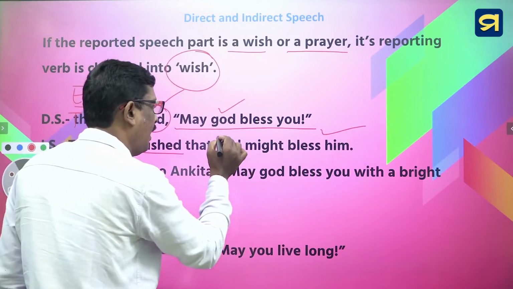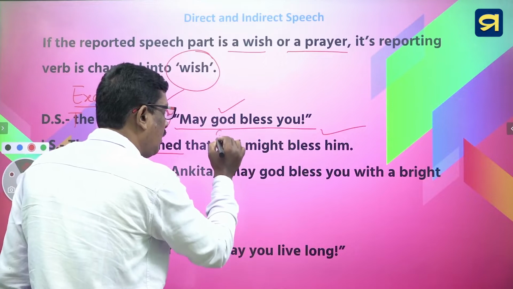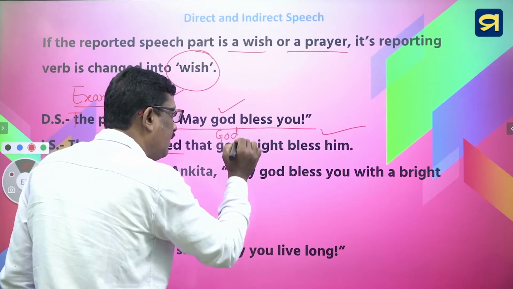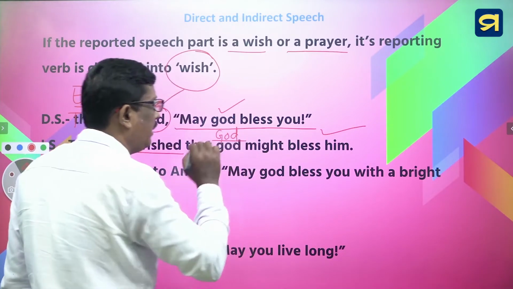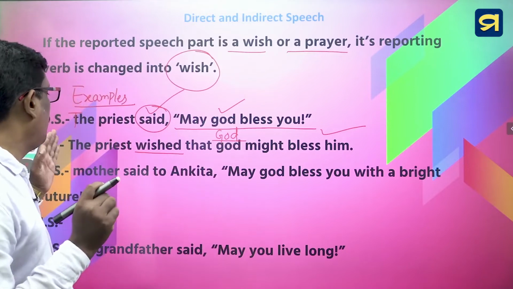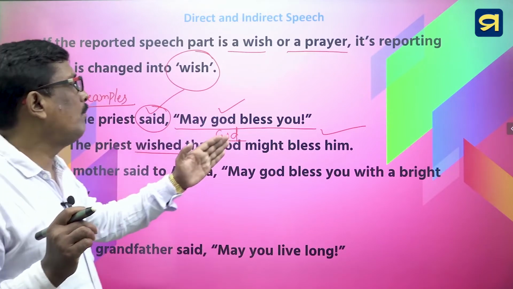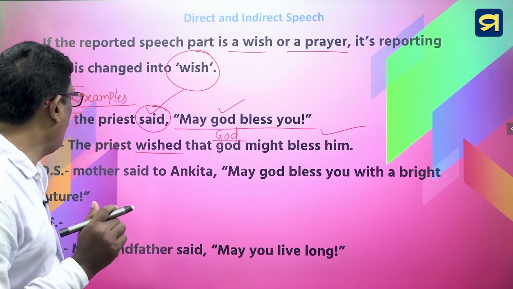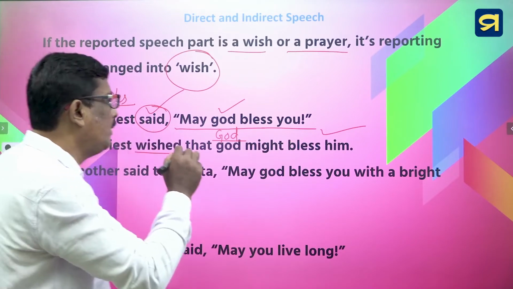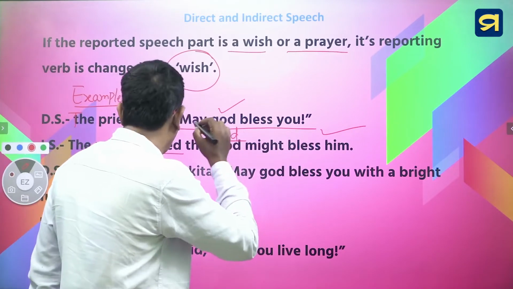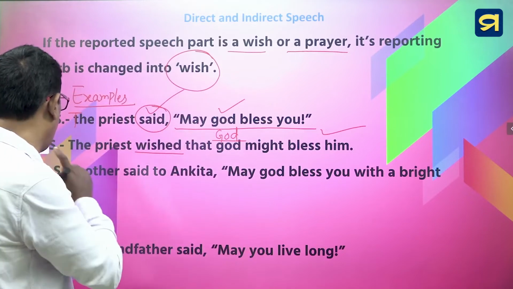Okay, we may also write, in this way, God may, using a capital letter. The priest wished that God might bless him. That means "you" means who? A person. Okay. Number 2.